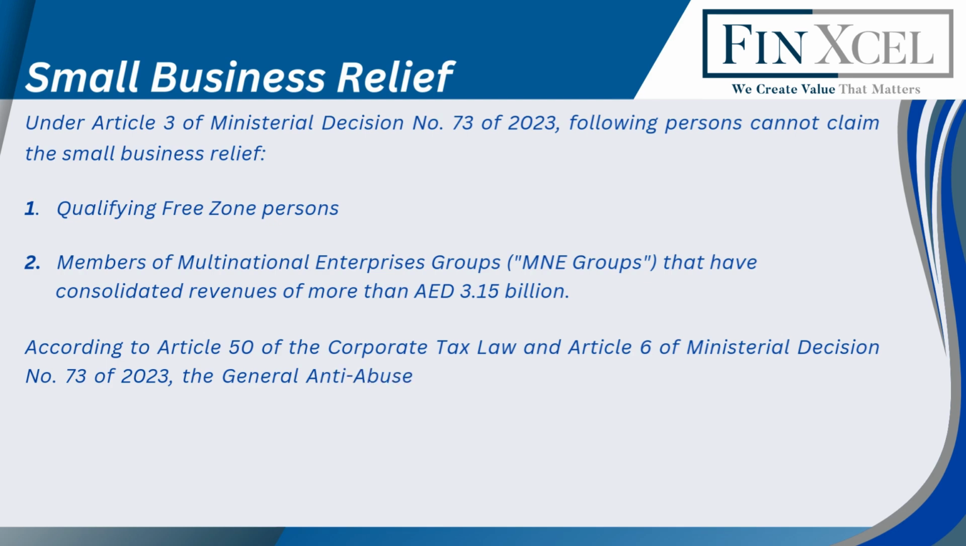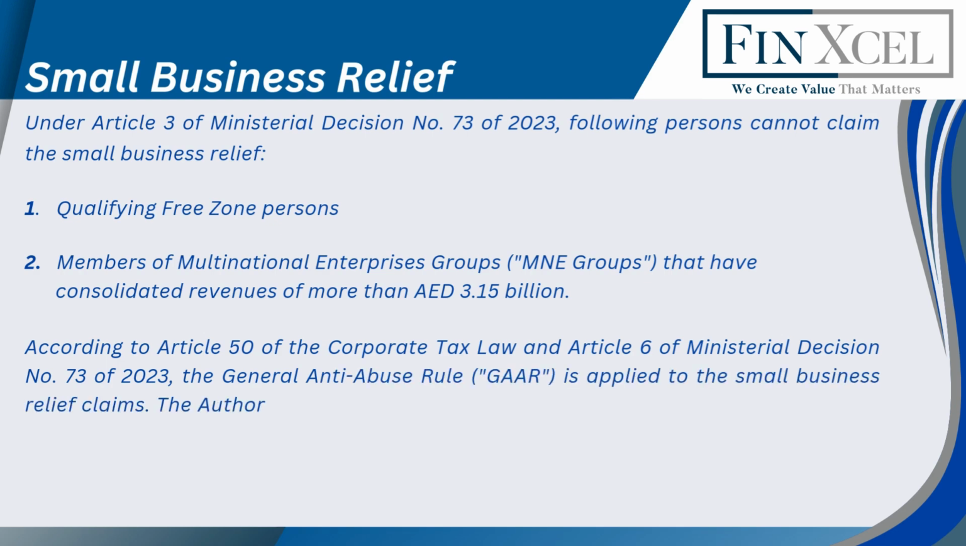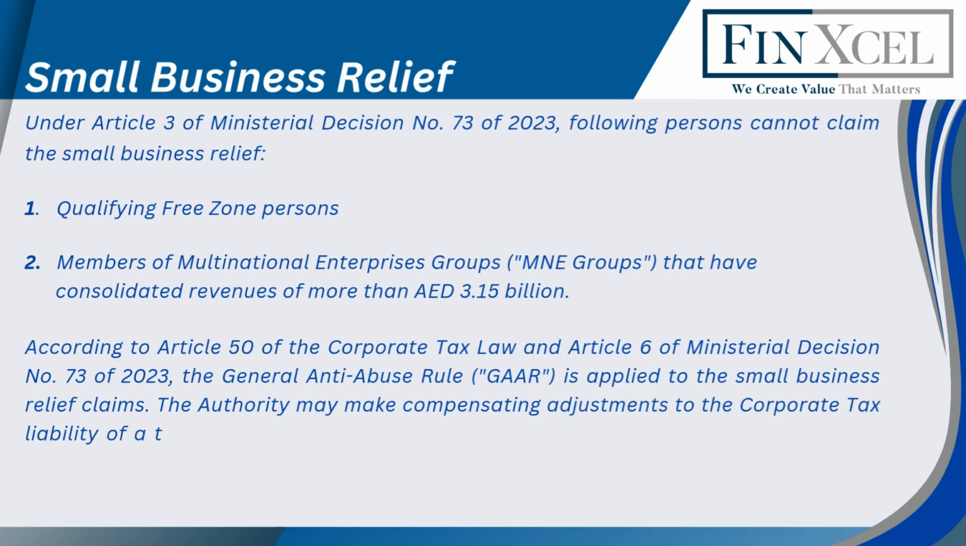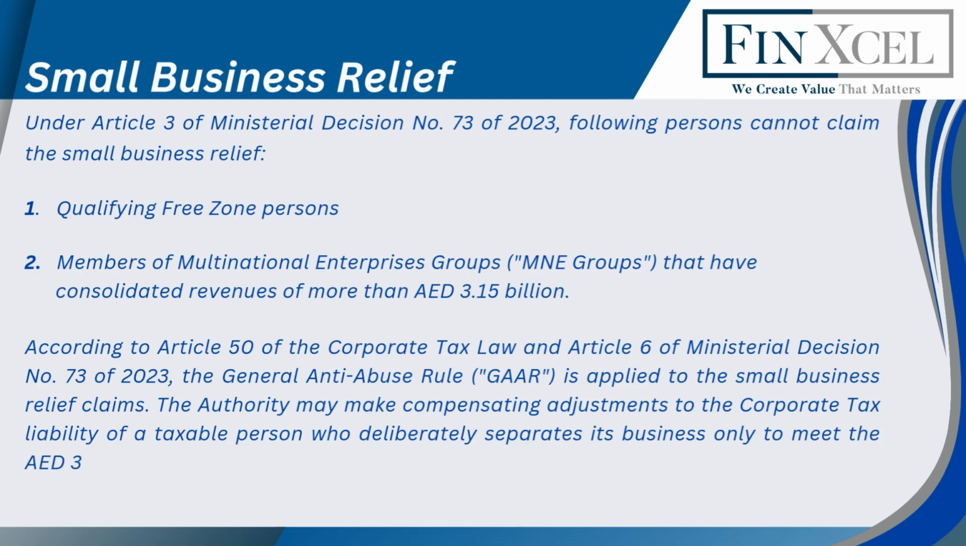According to Article 50 of the Corporate Tax Law and Article 6 of Ministerial Decision Number 73 of 2023, the General Anti-Abuse Rule is applied to the small business relief claims. The authority may make compensating adjustments to the corporate tax liability of a taxable person who deliberately separates its business only to meet the AED 3 million revenue threshold.